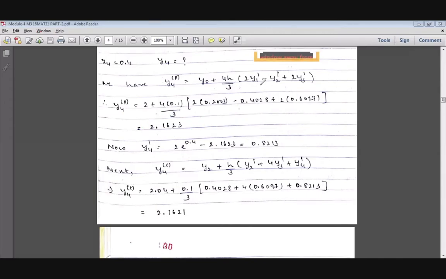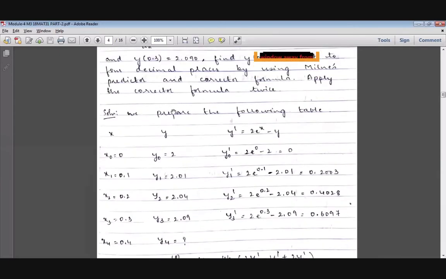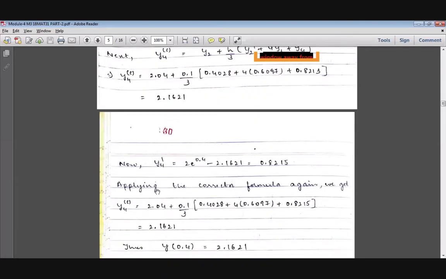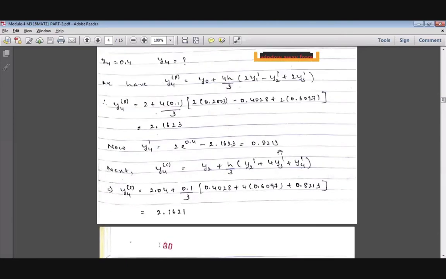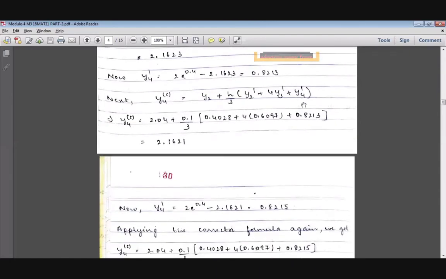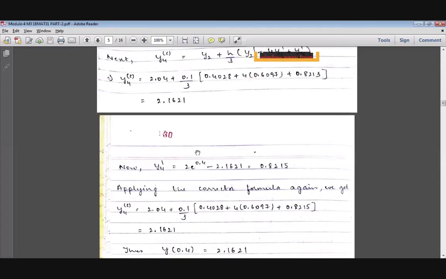Okay, but in this question, one more sub-question is there. Apply the corrector formula twice. For that, we need to write the corrector formula again. y2 equal to h by 3, y2 dash plus 4y3 dash plus y4 dash. But everything will be same. Only change is the last value, y4 dash. What is that y4 dash?